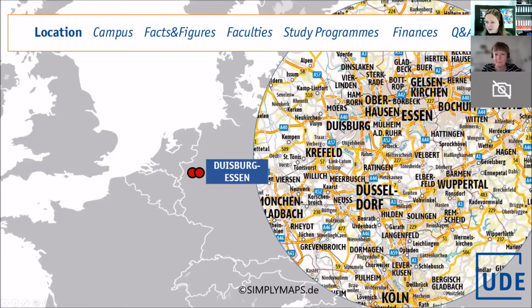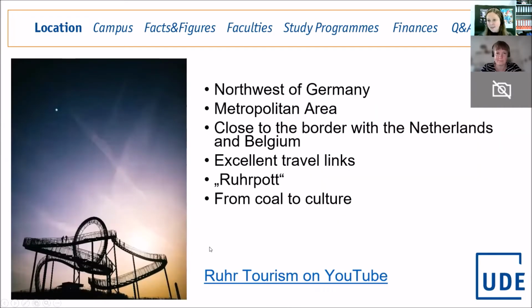You can see on the zoomed in map that it's a highly densely populated area. There's lots of interesting cities close by. On this map, we've got Düsseldorf and Cologne right at the bottom. And then in the middle, we've got Duisburg and Essen, the two cities that give the name to the university. Like I mentioned, it's in the northwest of Germany. It's a big metropolitan area, and in Germany, it's called the Ruhrpott.